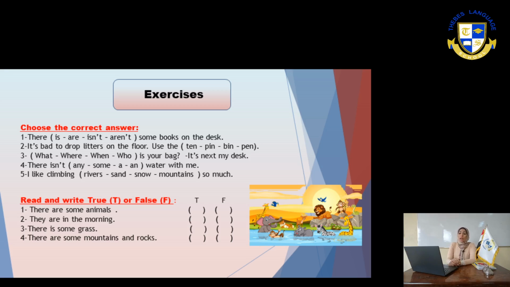Super. Okay, for number 2, it's bad to drop letters on the floor. Use the ten or pin or bin or pen. Correct?